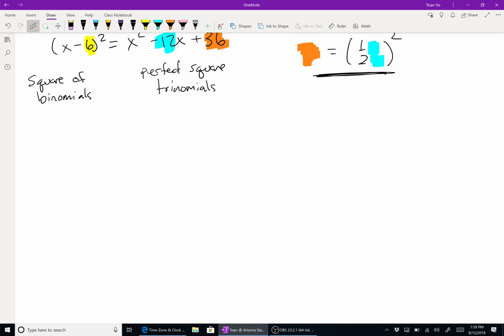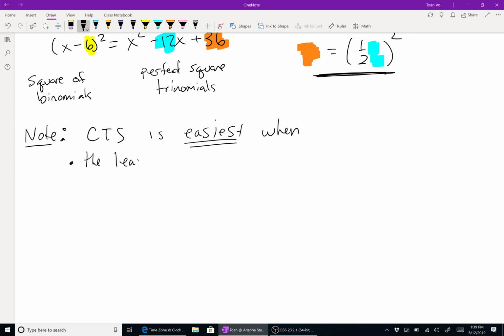Now, why would anyone be turned off from completing the square? Because of this idea here. Note, completing the square is easiest, right? I'm not saying it's impossible, but it's easiest when the following two bullet points are true.